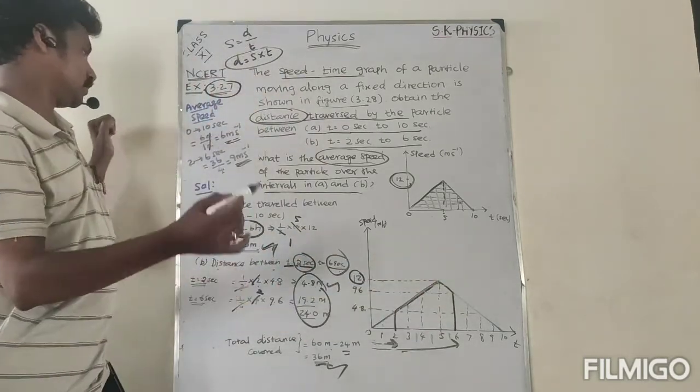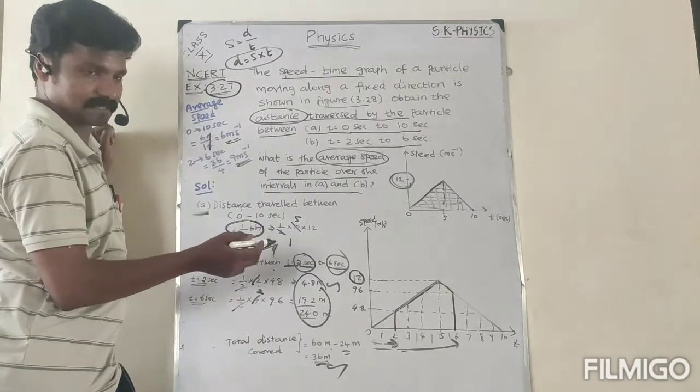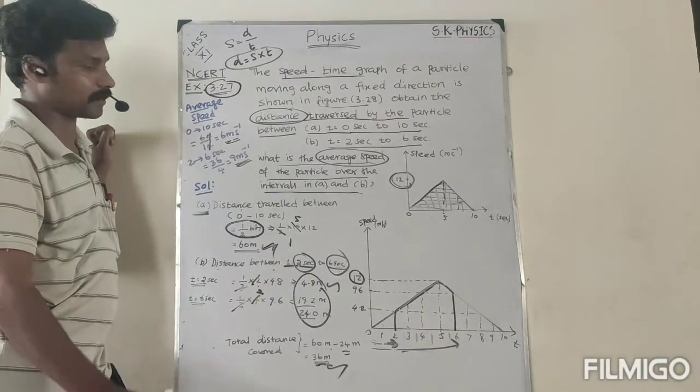Okay, so this is the way we can find the distance traveled as well as the average speed by using the given graph. Okay, I hope you understood.